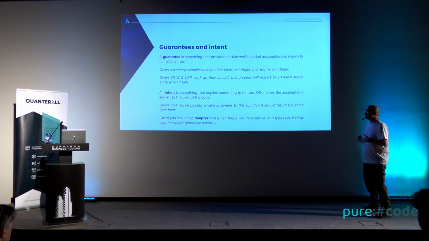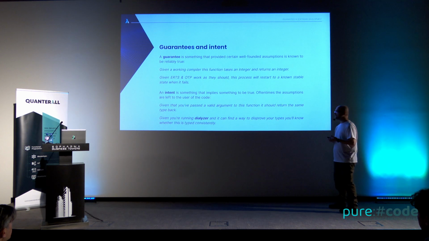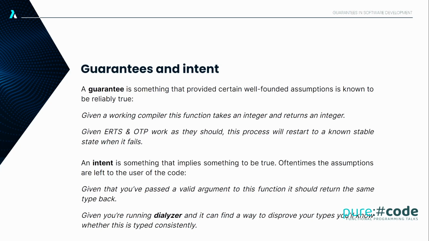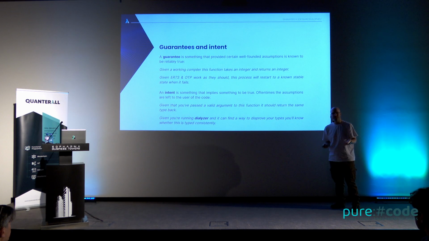Where we are, in some sense, signaling what is going on. We're not actually guaranteeing what's going on, right? Usually, some amount of this contract in this process is left up to the user of that code or that system, right? The intent is for you to use it this way, but all bets are off if you do something else, right? So given that you passed a valid argument to this function, it should return the same type back. But nothing checks that, right? This is, in some sense, an intent more than it is a guarantee.